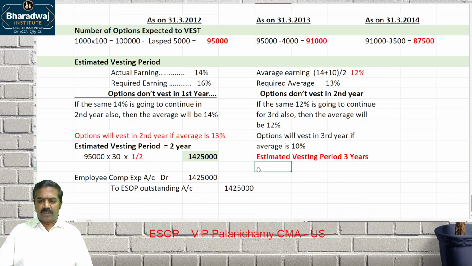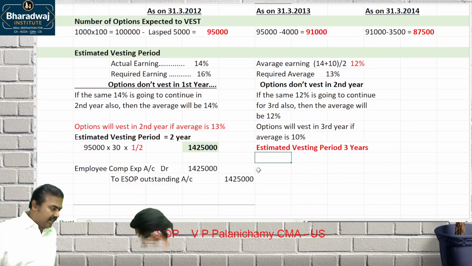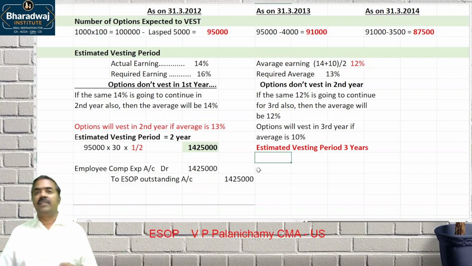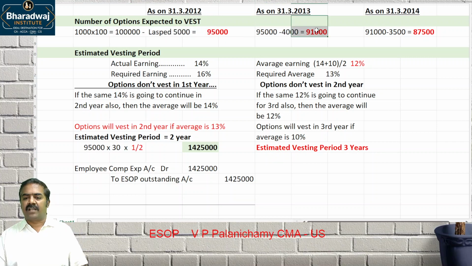How to create a provision? Now, wait. We cannot create a direct provision also. Why can't we create? The number of options changed. Now, out of 95,000, 4,000 options lapsed. How many options are there now? Only 91,000 options are there now. 91,000 into what is the option price? 30, into cumulatively 2 by 3 should have been recognized.